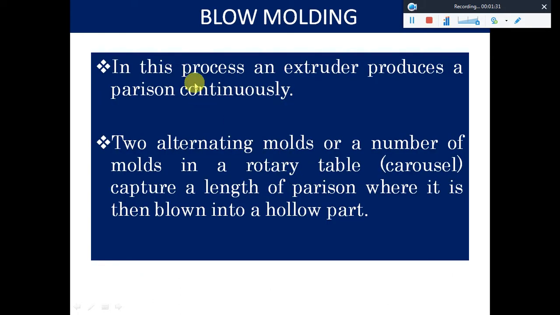To say what blow molding is, we have to explain the process. We have an extruder which produces a Parison continuously. Parison is nothing but the molten gel raw material of the particular product which we are going to make. Two alternating molds, or a number of molds in a rotary table, which we can call a carousel, capture a length of Parison, which is then blown into a hollow part.